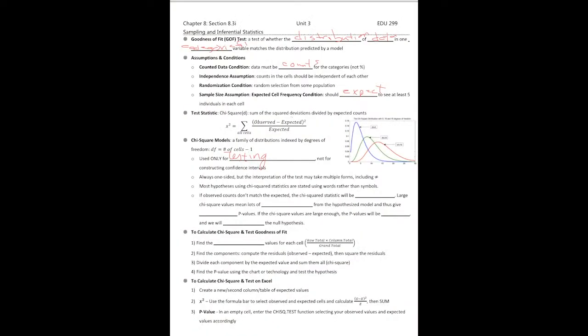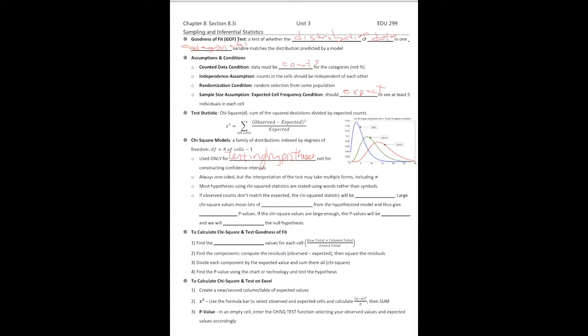You can only use this when you are testing hypotheses. You do not use chi-square to make confidence intervals. It is only for testing hypotheses. So even if you are rejecting your null hypothesis, you're not going to go back and find a 95% confidence interval or anything like that, because you're strictly looking at expected versus not. Does it meet the population or not?